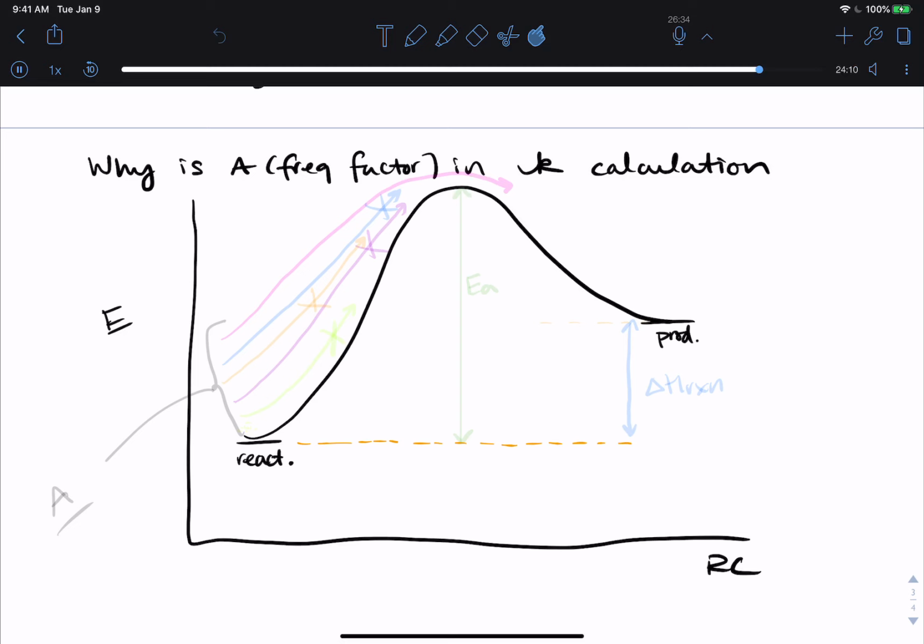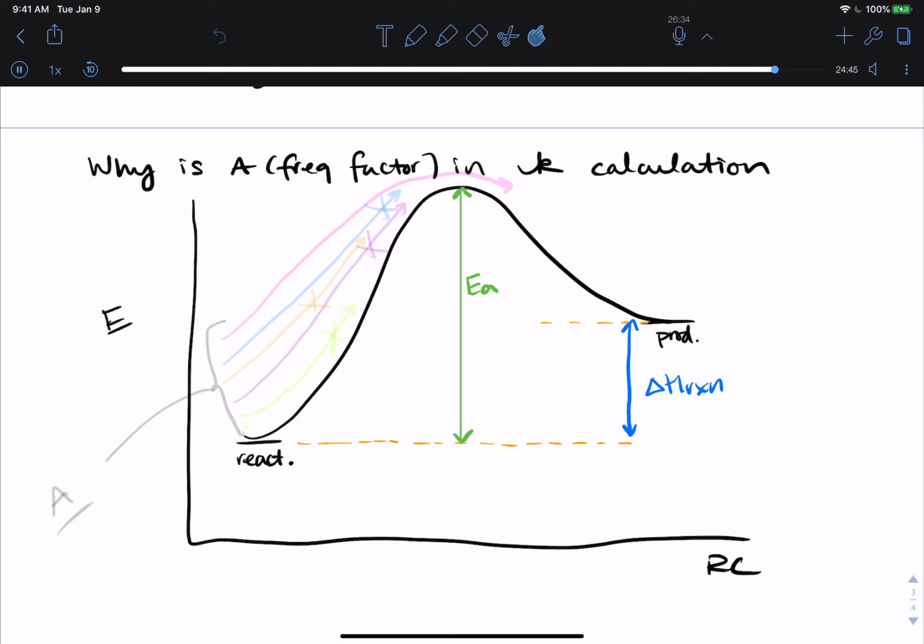We can label a couple of things on here. This value between the reactants and the products was my delta H reaction. The activation energy is from the reactants to the top of the hill. So look how big it is this time. It's always from the reactants to the top of the hill. This is my activation energy.